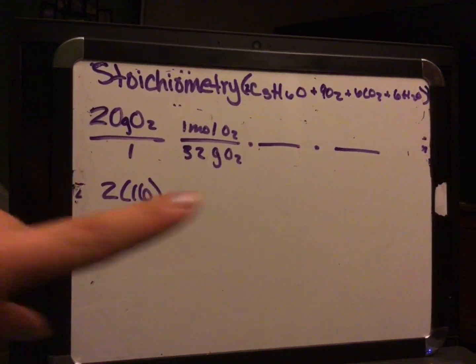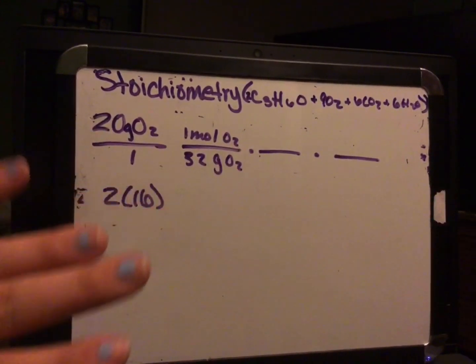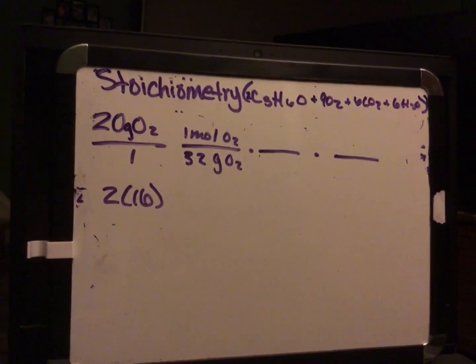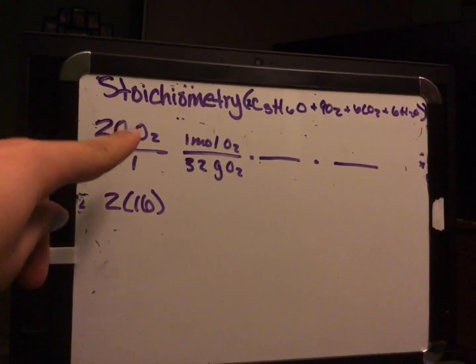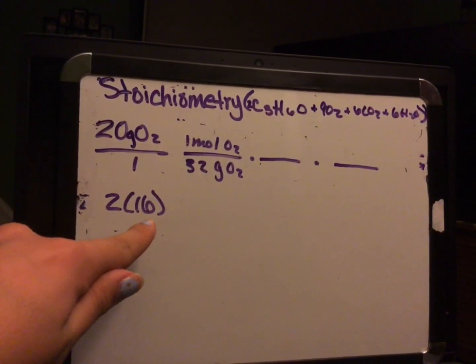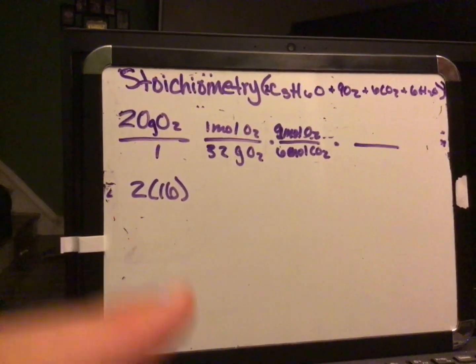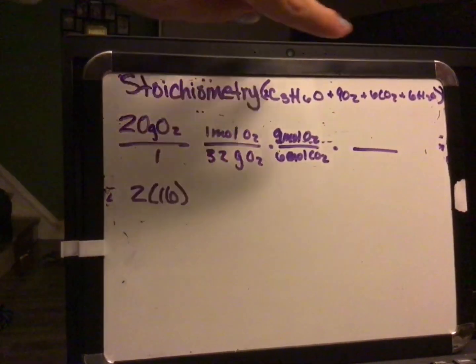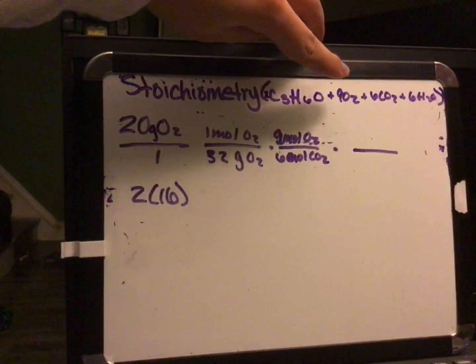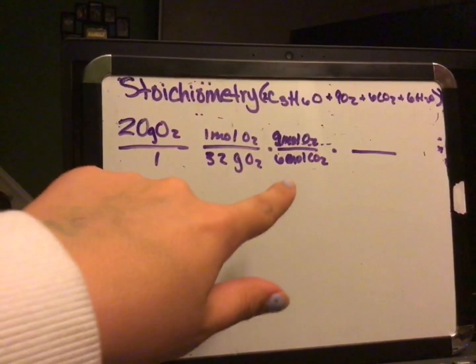So we need to find how many grams are in 1 mole of oxygen gas, and we did that by adding the atomic mass again. And we have 2 oxygens, so that's just 2 times 16, which is the atomic mass for oxygen, and we have 32 grams for every 1 mole. And then to fill in the third one, we find that for 9 moles of oxygen gas, we have 6 moles of carbon dioxide, and I just put that here.